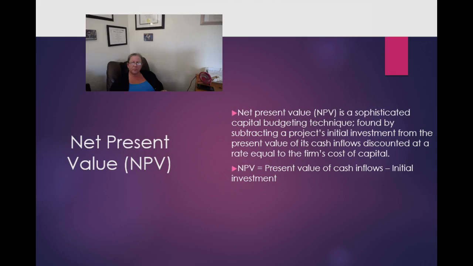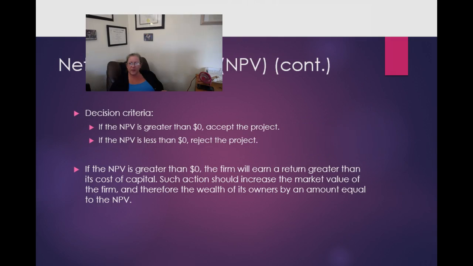The next method is the net present value method. This is a sophisticated capital budgeting technique. It's found by subtracting a project's initial investment from the present value of its cash inflows, discounted at a rate equal to the firm's cost of capital. So net present value is equal to the present value of cash inflows minus the initial investment. The decision criteria is that if the NPV is greater than 0, you accept the project. If the NPV is less than 0, you would reject the project.